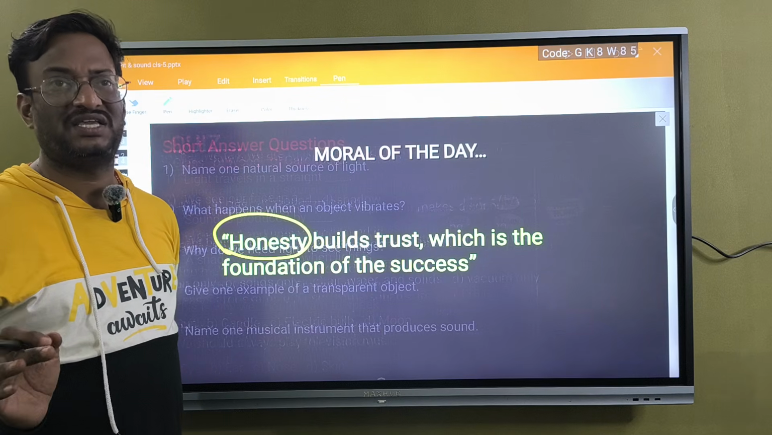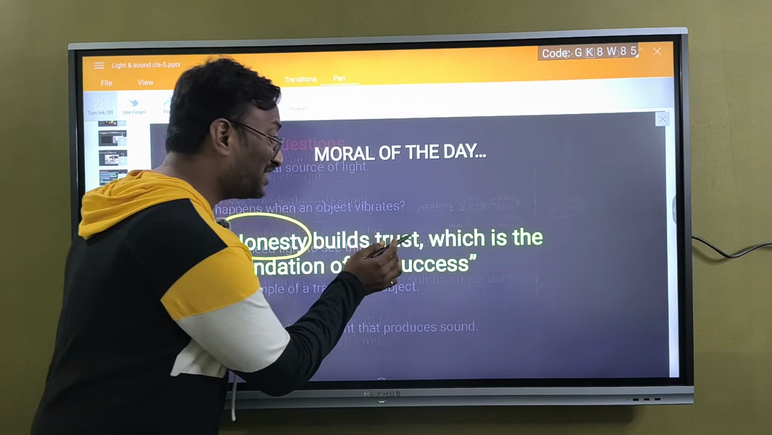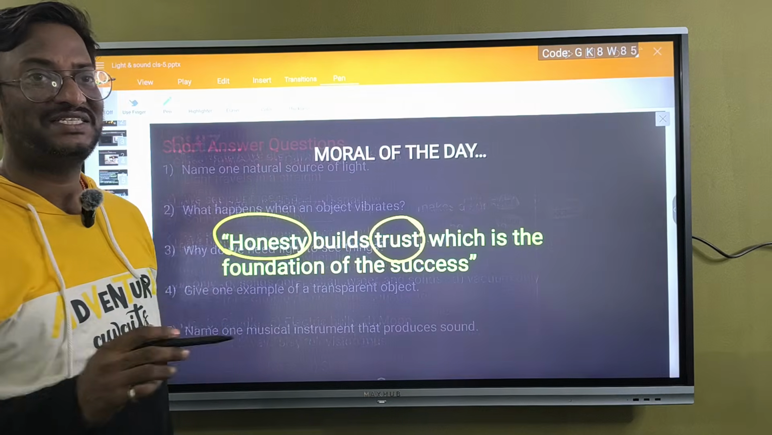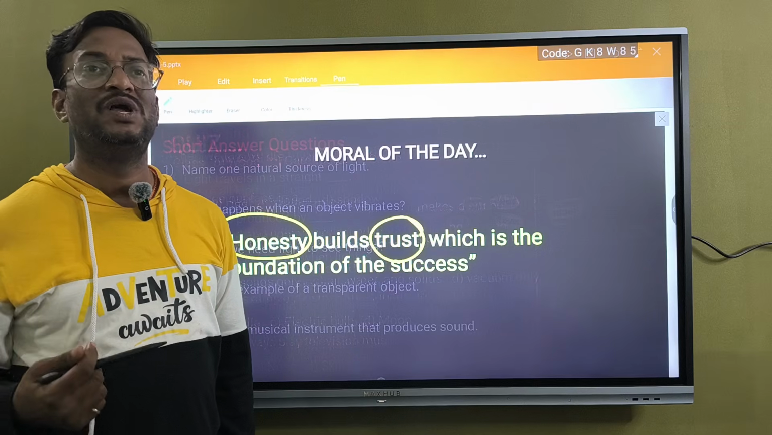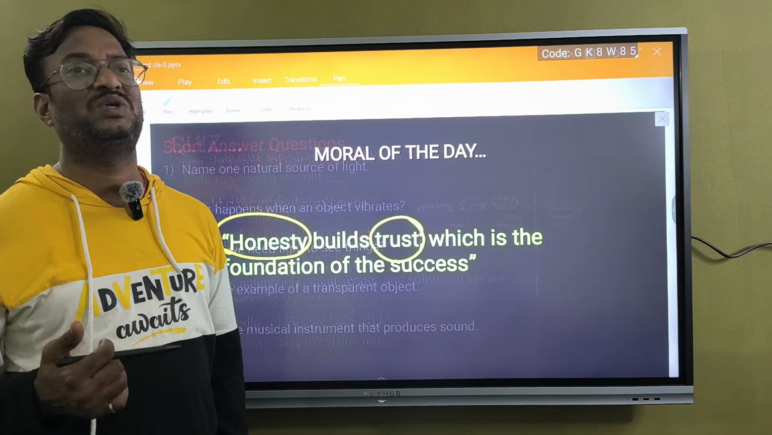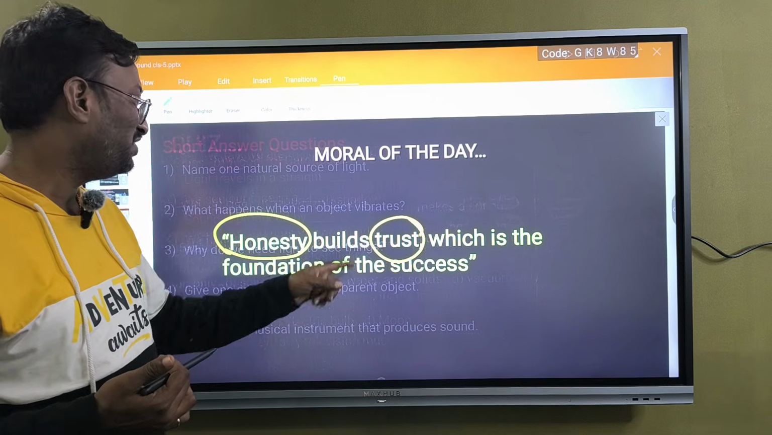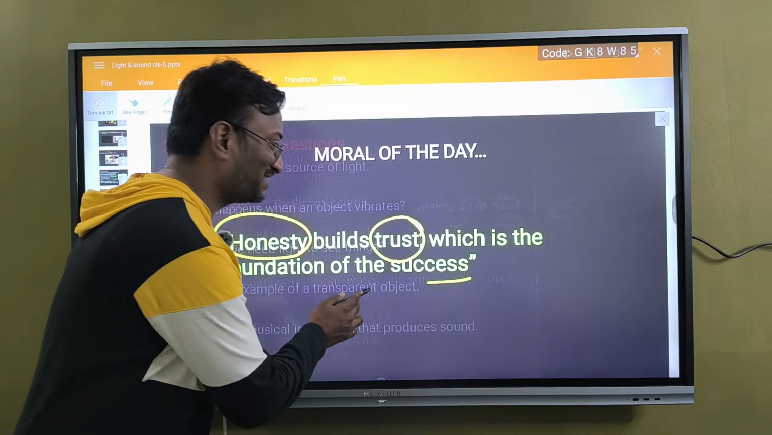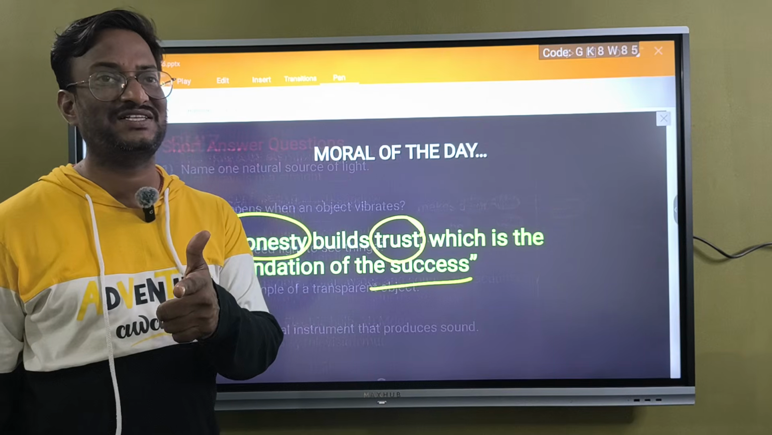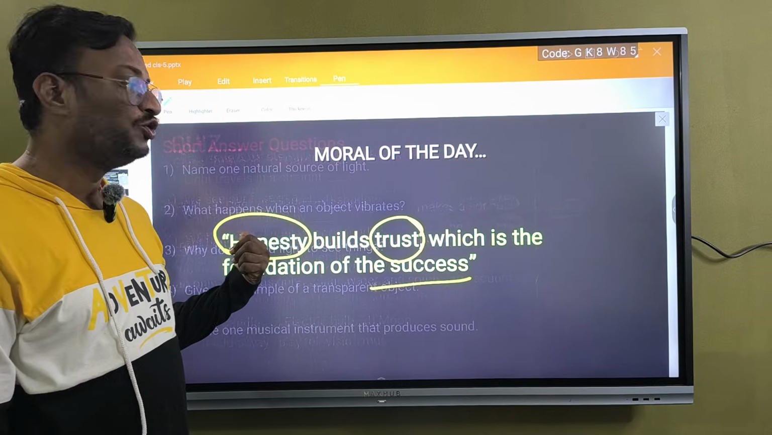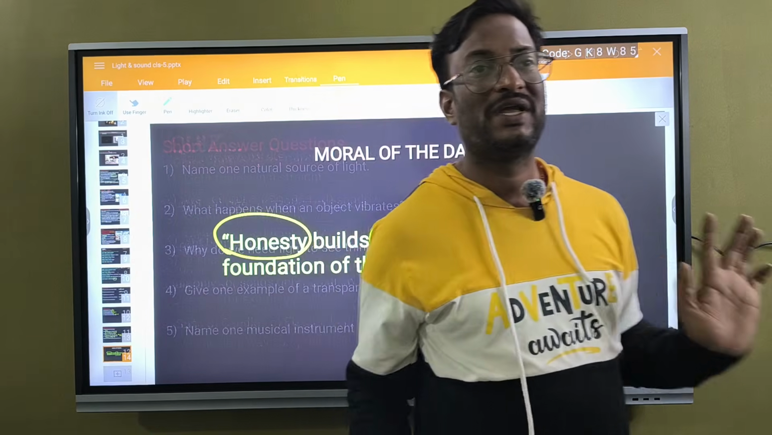That is the honesty. If you have this kind of honesty, it will build trust in you, children. Teacher will get respect towards you, teacher will get faith towards you, teacher will get trust towards you, even mother and father, if you say truth and if you are honest, which is the foundation of success. So it is the foundation of success. So if you want to get success, children, definitely you should have honesty. Without honesty, you cannot get success.